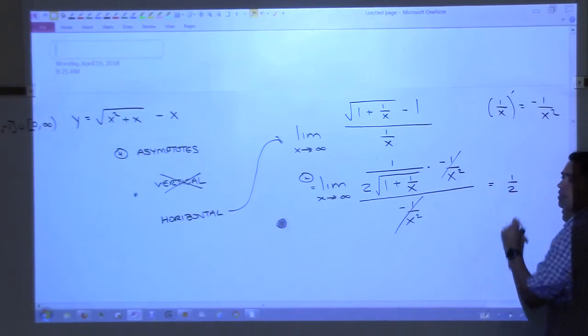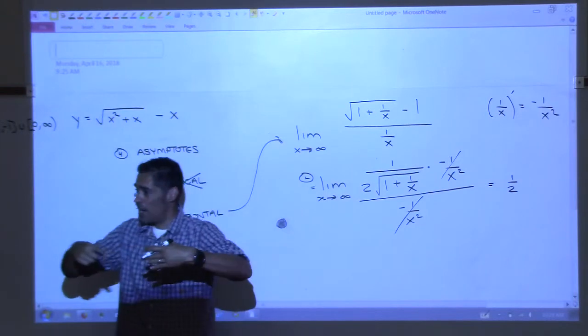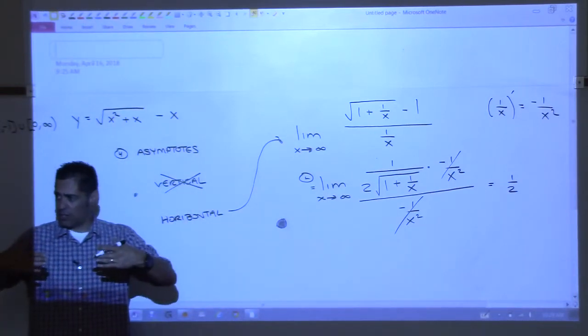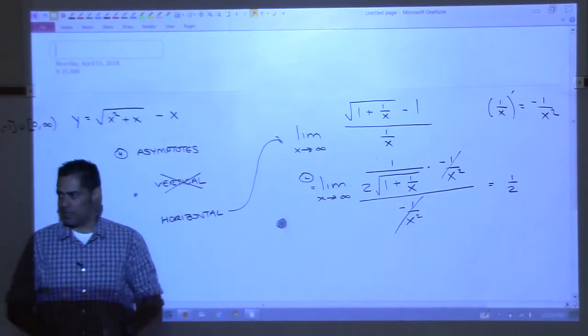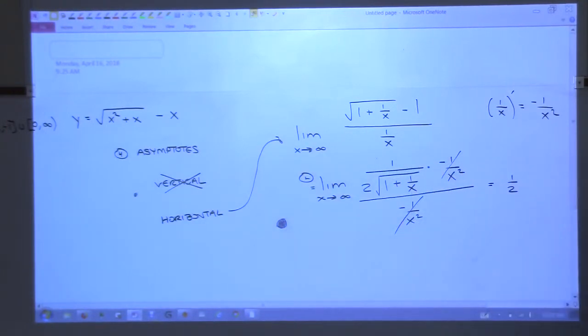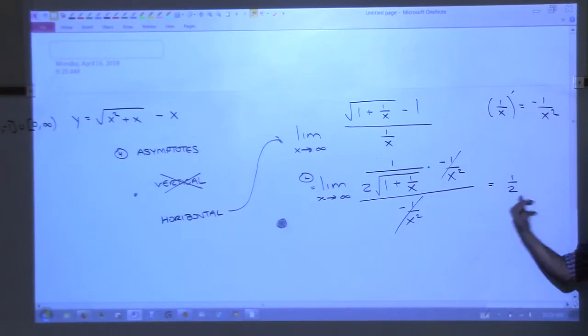So what I'm saying, Hugo, is that it looked like in the beginning that the root part was going to dominate the minus x. It actually doesn't. They're both very strong terms, and they kind of battle, and they compromise at 1/2. So when we graph this and you go out to the right forever, it's going towards a y value of 1/2. We have a horizontal asymptote out the right side of 1/2.